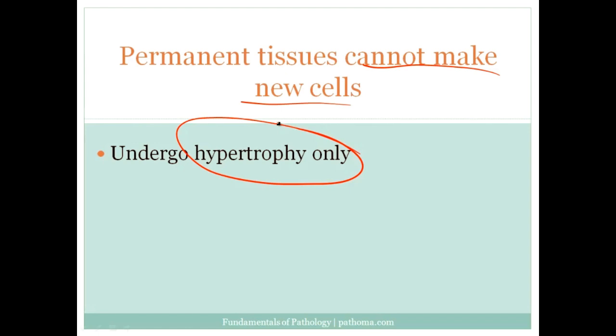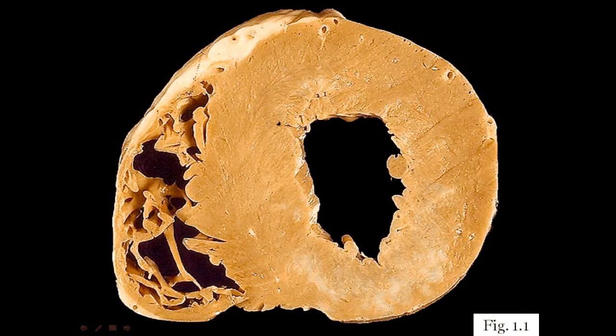The first of the permanent tissues are cardiac myocytes. The second permanent tissue is skeletal muscle. And the third permanent tissue is nerve. These three tissues, cardiac muscle, skeletal muscle, and nerve, cannot make new cells and therefore will undergo hypertrophy only and cannot undergo hyperplasia. Here's a classic picture that likes to show up on exams.